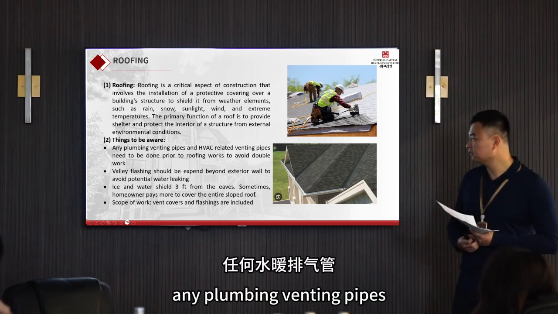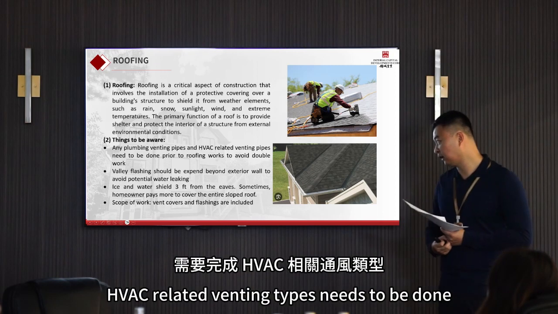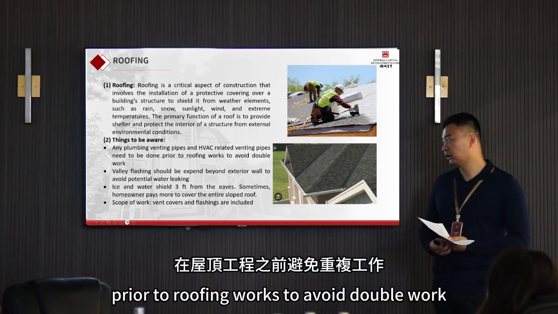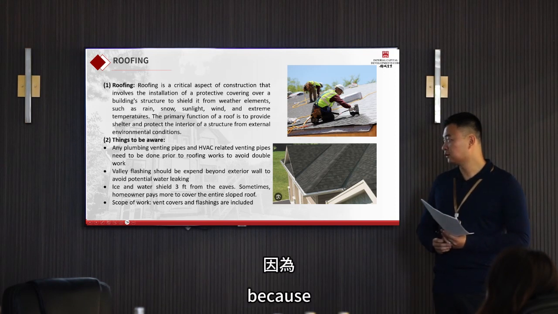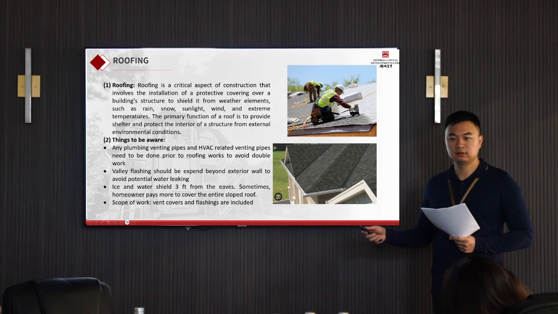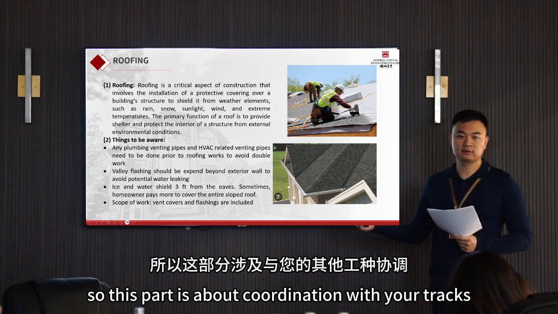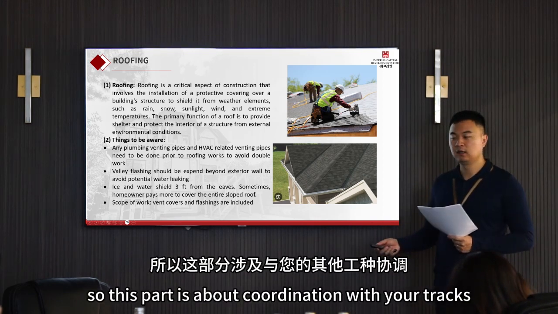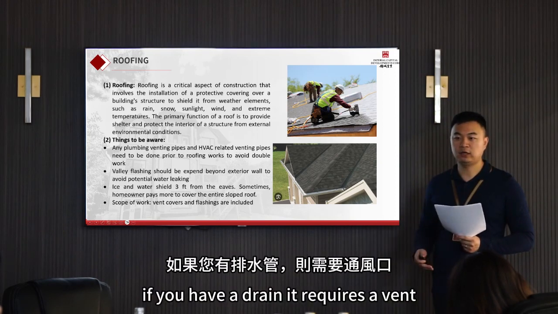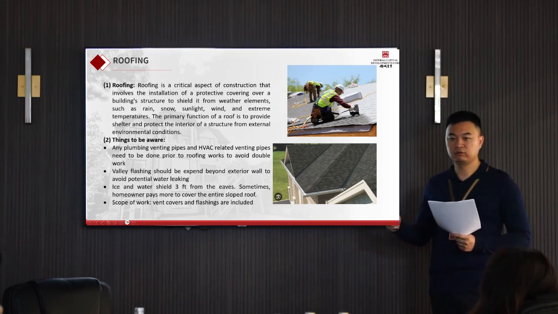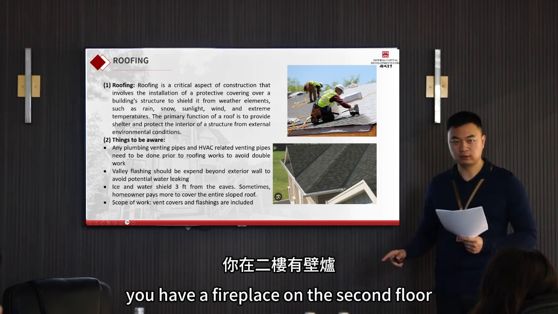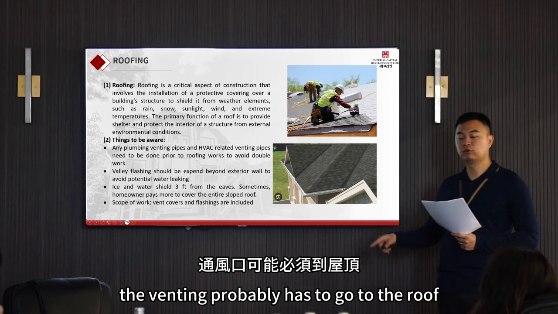Okay, so things to be aware of. Any plumbing venting pipes and HVAC related venting pipes need to be done prior to roofing works to avoid double work, because after framing, the next stage is the roof. So this part is about coordination with your trades. Your plumbing has a vent. If you have a drain, it requires a vent, and your vent has to go to the roof. If you have a fireplace on the second floor, your venting probably has to go to the roof.